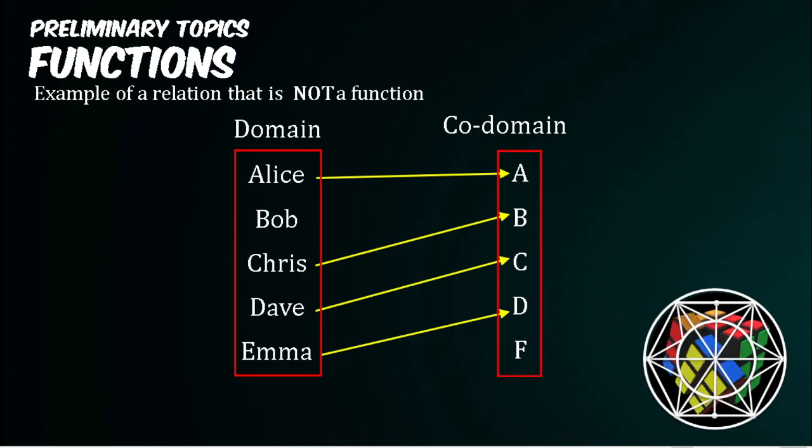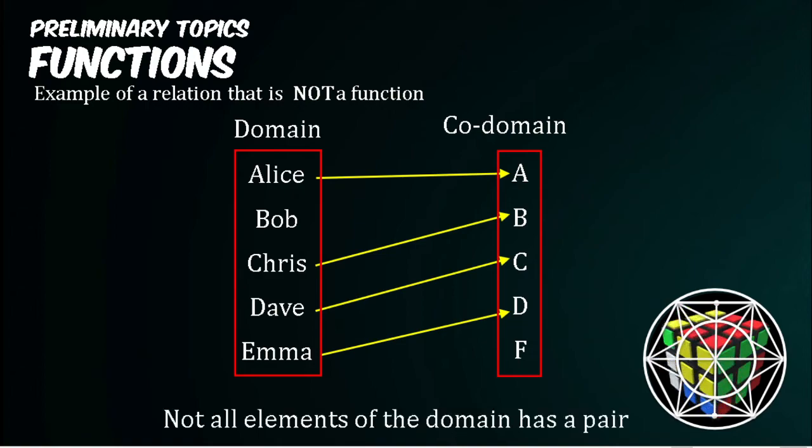Let's have another example. Still a pairing of something, two sets, elements of two sets, but this is not considered anymore a function because we are saying that Bob is part of the domain, but he actually does not have a grade. So, hindi siya function. Dapat may grade pa rin yun dapat.